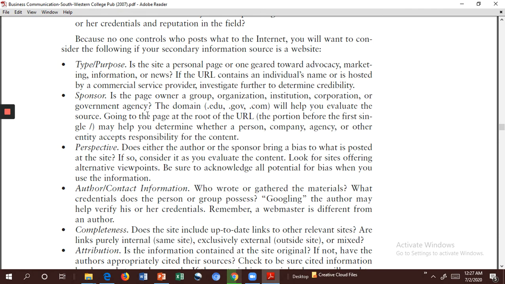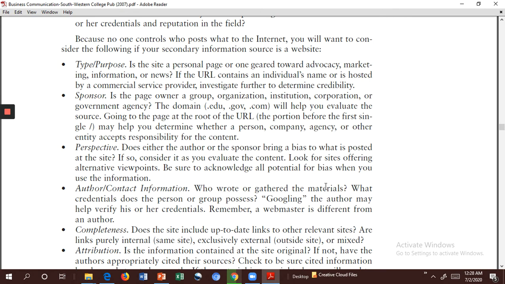In the case of a government agency, institution, or corporation, its credibility of course increases, and then you can extract the information from that particular source. Perspective: does either the author or the sponsor bring a bias to what is posted at the site? This is also very important, because if you pick up biased information, it may not guide you well. You have to consider counterarguments or alternative viewpoints as well.